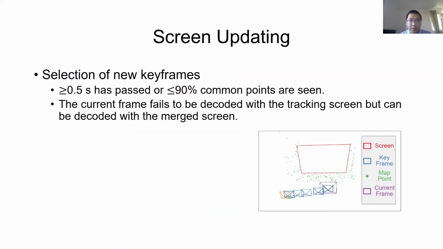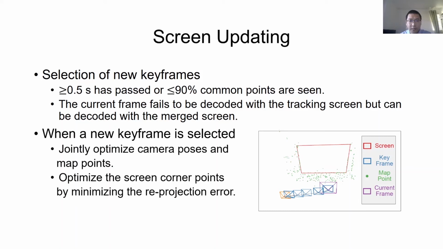Finally, AIRCODE periodically selects new keyframes to update the screen to avoid drifting error. When a new keyframe is selected, AIRCODE first jointly optimizes the camera poses of the keyframes and the 3D locations of the feature points in the global map. It then optimizes the 4 screen corner points by minimizing the reprojection error of the screen corner points on the keyframes. The right figure shows an example of the global information maintained by AIRCODE, including the screen, keyframes, and map points.